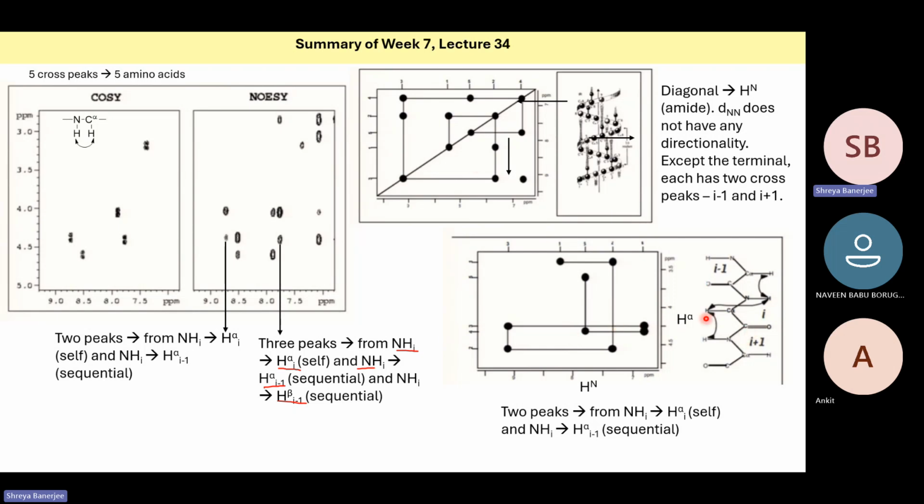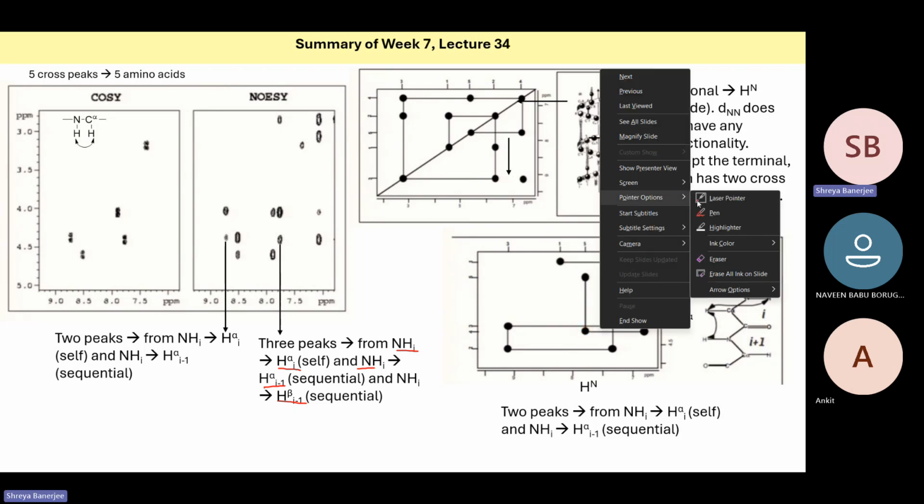Similarly, in case of beta sheets, what are the peaks you will see? You will see two peaks from NH(i) to Hα(i). So you can see this NH(i) to Hα(i) shown by this arrow, and NH(i) to Hα(i-1), again NH(i) to Hα(i-1), and so on. So in the beta sheet, suppose I start from here. If this is the self peak, then this is the sequential peak.